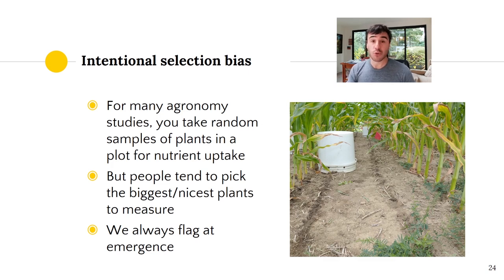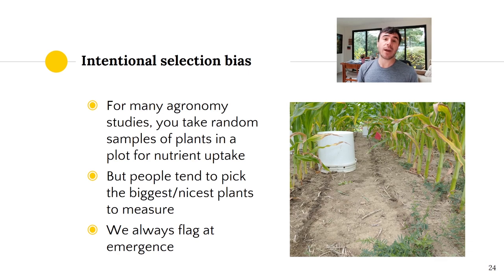We're going to just randomly select a couple of plants, hand harvest them, grind them, and send them for nutrient uptake analysis. And it's been shown very often that if you walk into a plot and say, I'm just going to randomly select four plants in the plot, your eye will be drawn naturally to the biggest, nicest looking plants in that plot. And you're going to bias your measurement, because the biggest, best looking plants have much higher nutrient uptake rates than smaller plants.